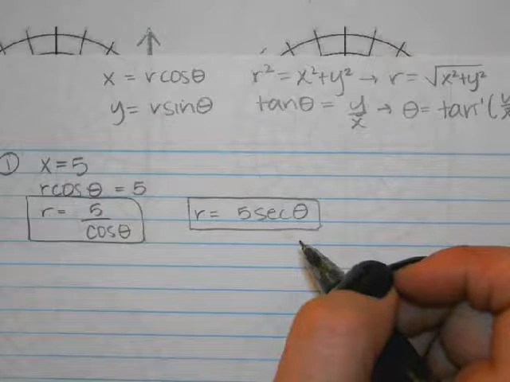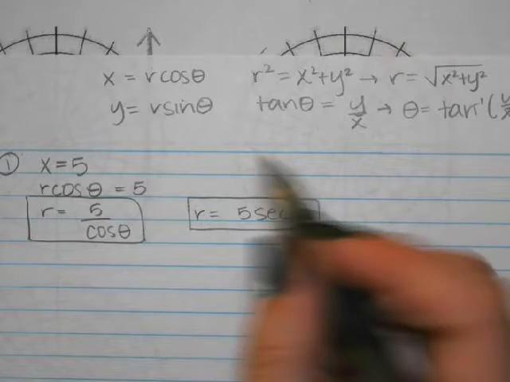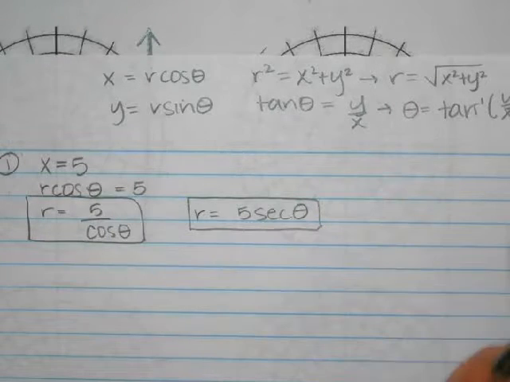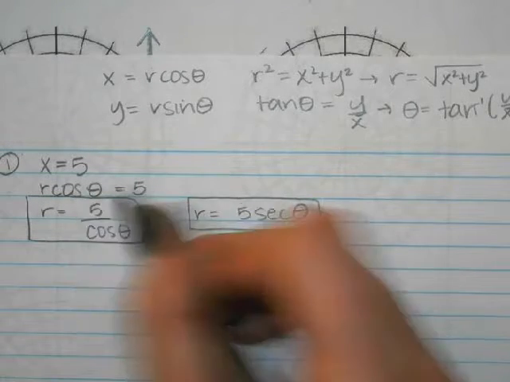So why didn't you do cos inverse? Because cos inverse would have gotten the theta by itself. It wouldn't have gotten rid of the cos and the theta. I wanted the cos and the theta to go to the other side.